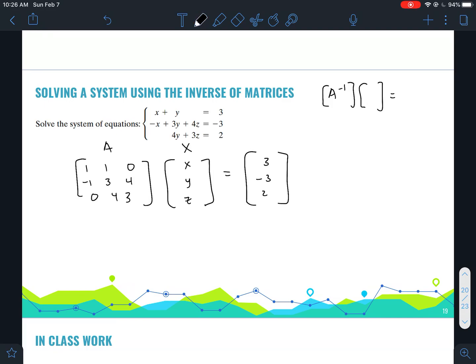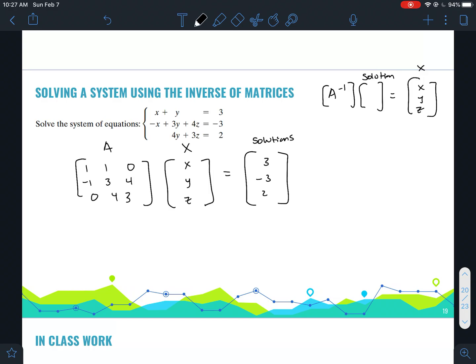We could actually, nope, sorry. Let's go, if you take the inverse of A times the solutions matrix, you would get your X, Y, and Z. So that would equal X. So that would tell you what your X, Y, and Z are. So if you take the inverse matrix times your solutions, 3, negative 3, and 2, you would get your X, Y, and Z.